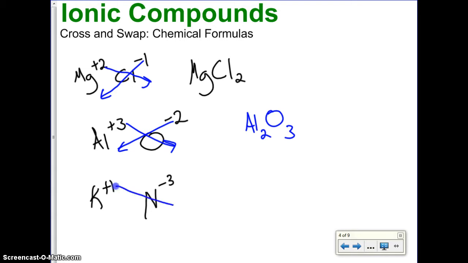Nitrogen's a -3. All right, but again, we bring down our 1, bring down our 3, and we end up with K3N1. Again, we don't show that 1. So that's kind of your cross and swap. And hopefully you remember that vaguely.